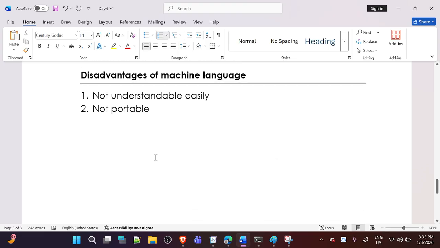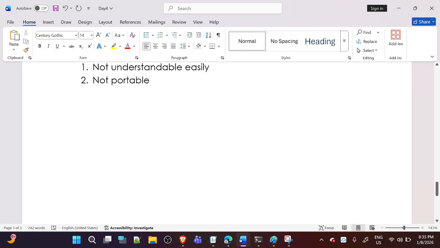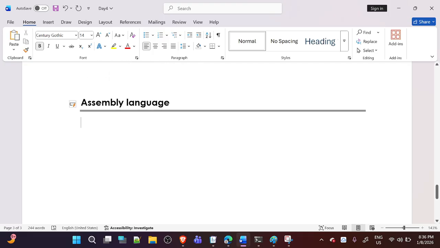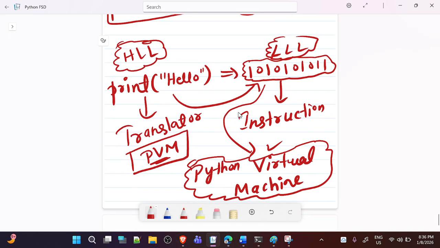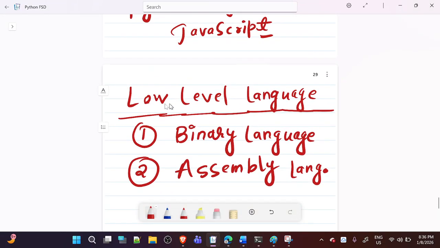So let's talk a little bit about assembly language. Because assembly language is also a low level language. Yes or no? What I said. Yes, sir. Low level languages: one is binary language, the second is assembly language.